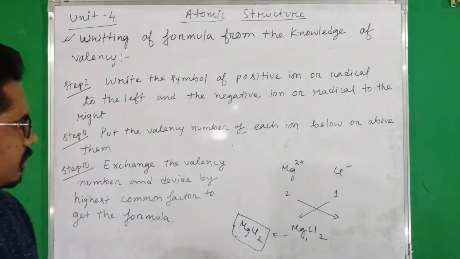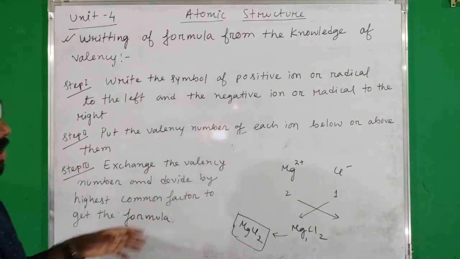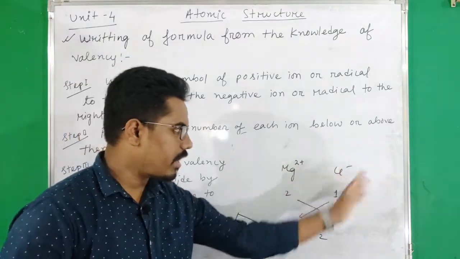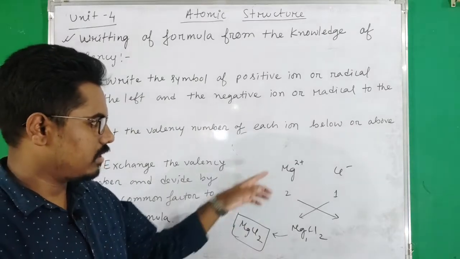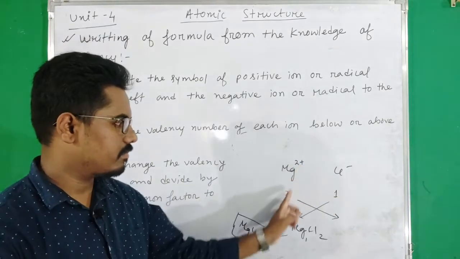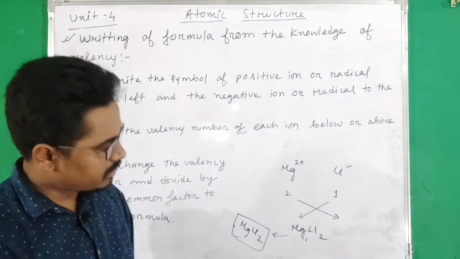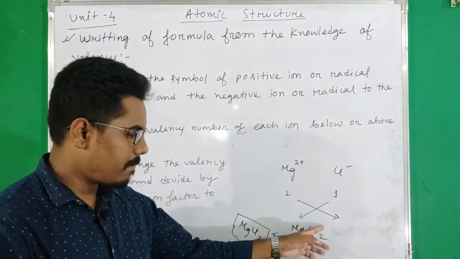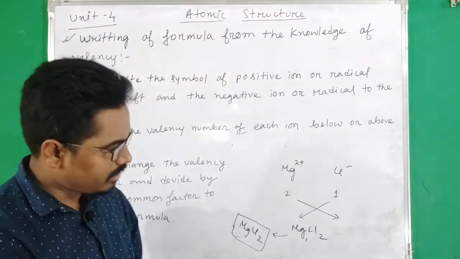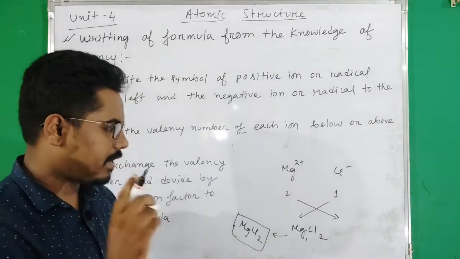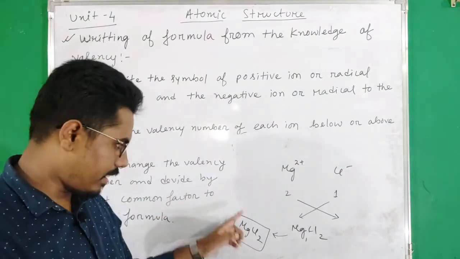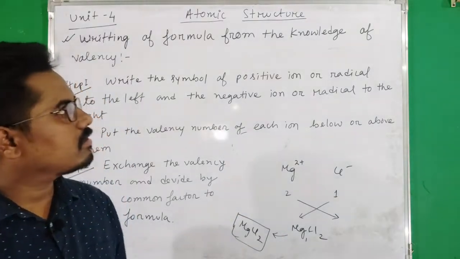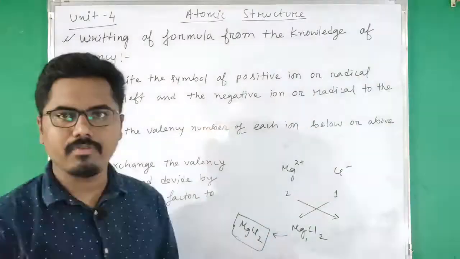So these are the steps you have to just follow. First, you have to write the symbol of positive ion to left and negative ion to right. After that, you have to put their valency numbers below them. After that, just exchange their numbers to get the formula. But before getting the formula, you have to divide these valency numbers by their highest common factor to get the exact formula of the compound. Okay, these are the simple steps you have to just follow.